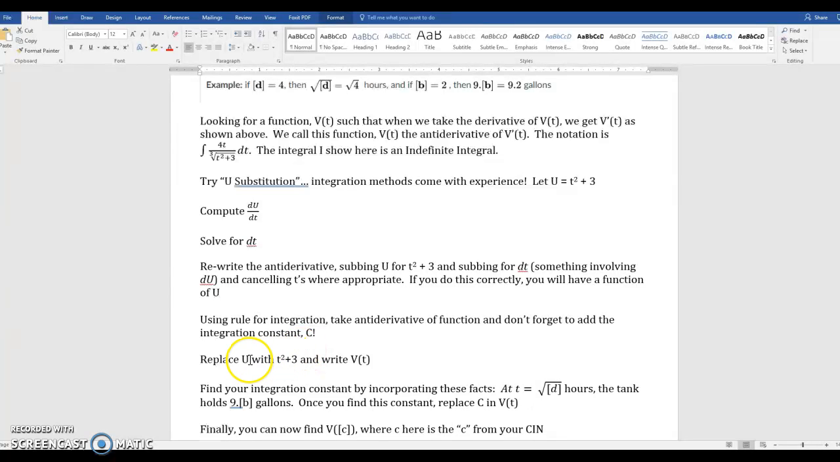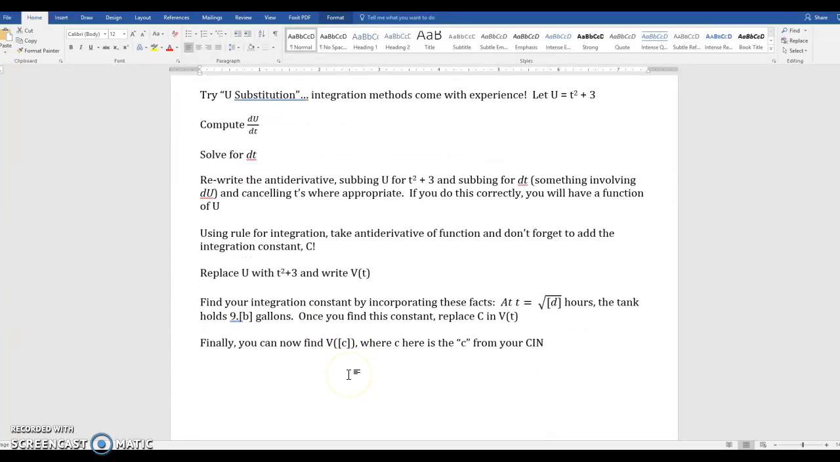At that point, I want you to replace wherever you see the u with t squared plus 3, and then you will have an equation that is the antiderivative. It'll be v of t is equal to something involving t squared plus 3 and an integration constant. Now, the next step here is to use some conditions that you were given in the statement of the problem that allow you to solve for the constant. So I say here, find your integration constant by incorporating these facts.